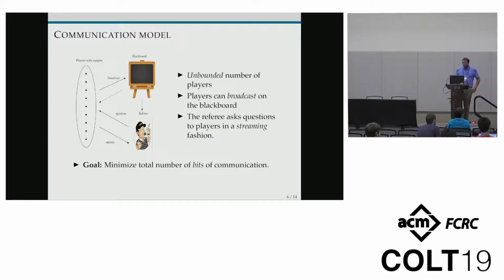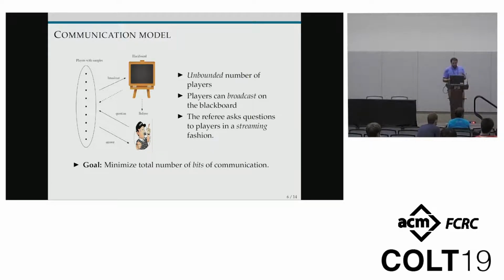Suppose that we want to solve a statistical problem that involves samples, but we don't have any single machine that can handle the entire size of our sample set. Therefore, we're going to use an unbounded number of machines that I call players here, which are the nodes on the left. Each player has a certain number of samples associated with it, and they can communicate in a certain way with each other in order to complete the task.